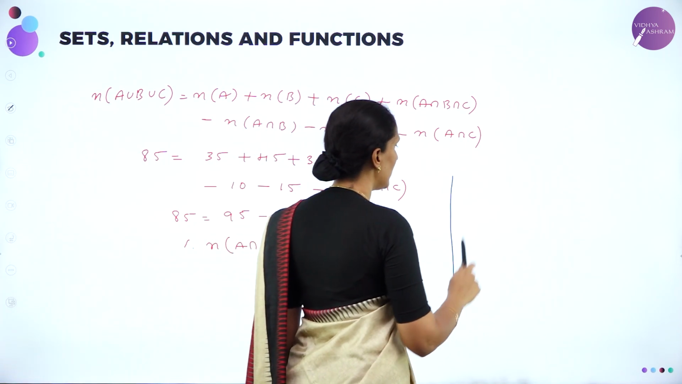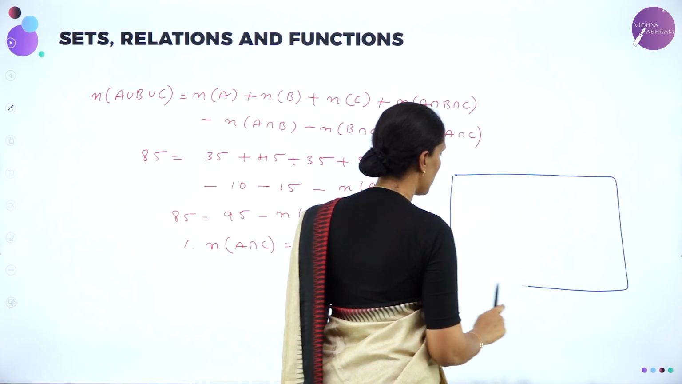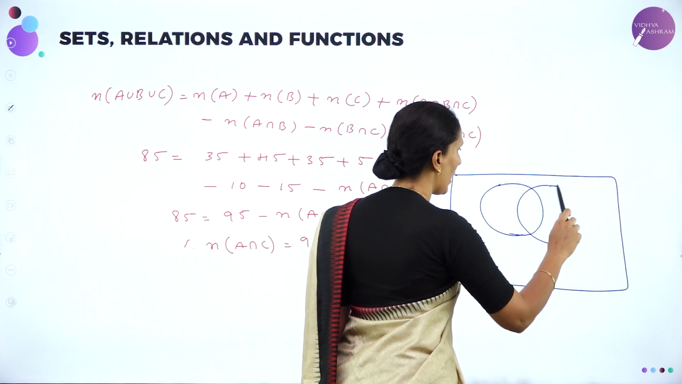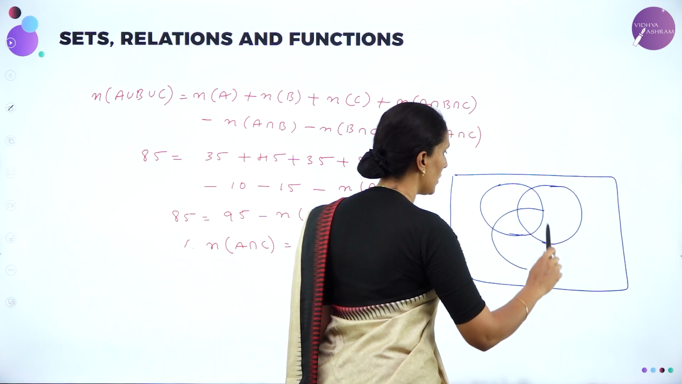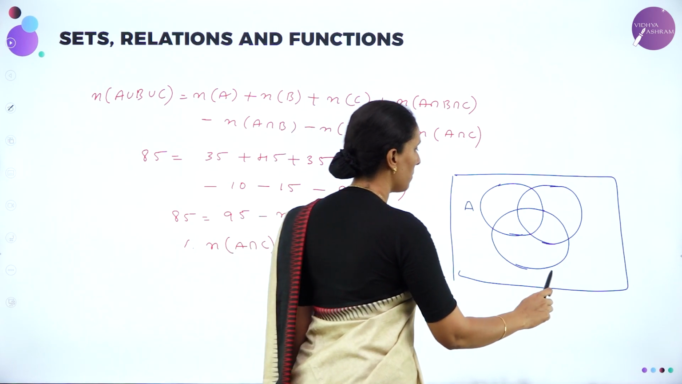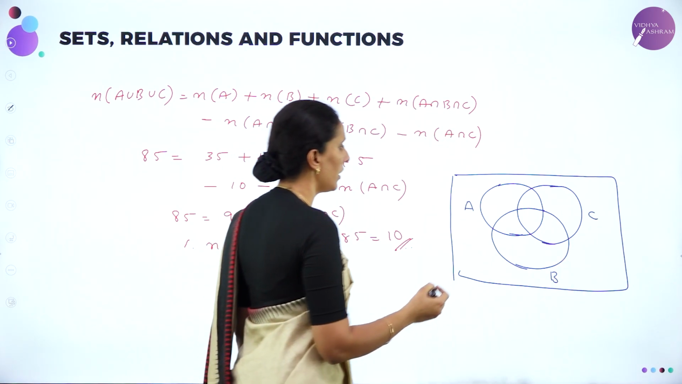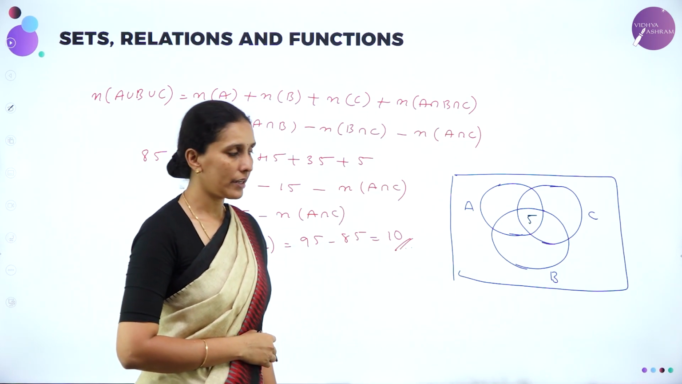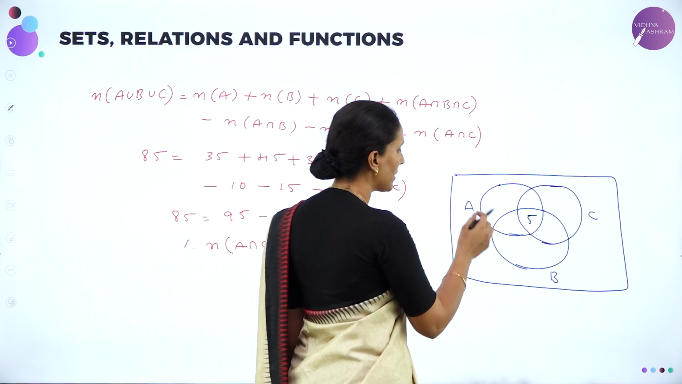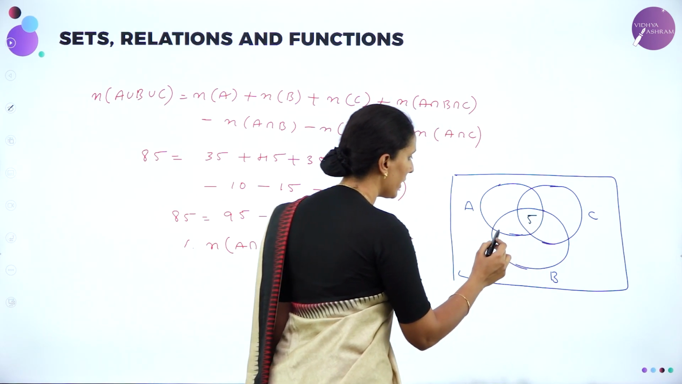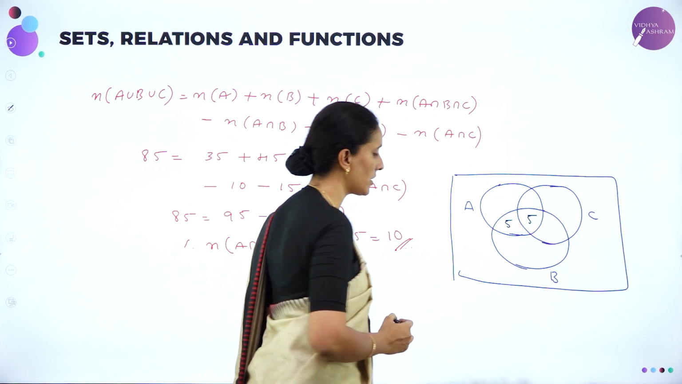Now let me consider the rectangle here. So we have set A who likes football, set B who likes basketball, and set C who likes to play indoor games. So A, B, C. Now 5 people like to play all the 3 games. 10 people like to play football and basketball. In that, 5 is already written. So the remaining 5 we will write here.